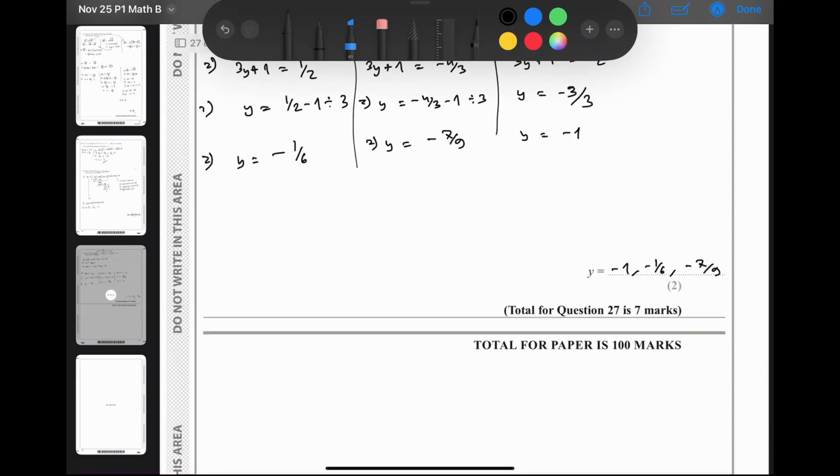And we're done. We have successfully completed Paper 1 of November 2025 Math B. I was a bit ill, so this paper is a bit late. I hope I can manage to finish Paper 2 of this session.